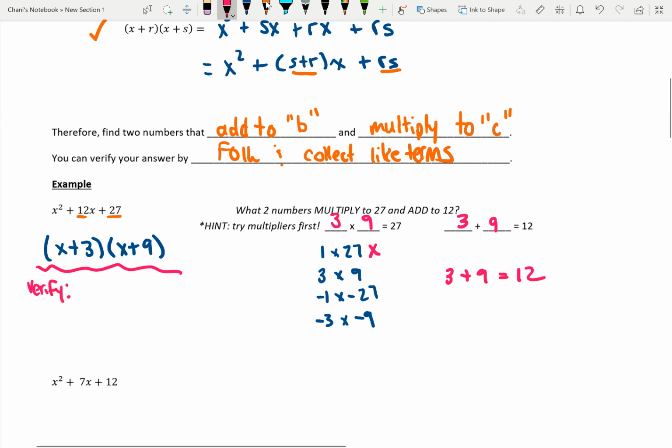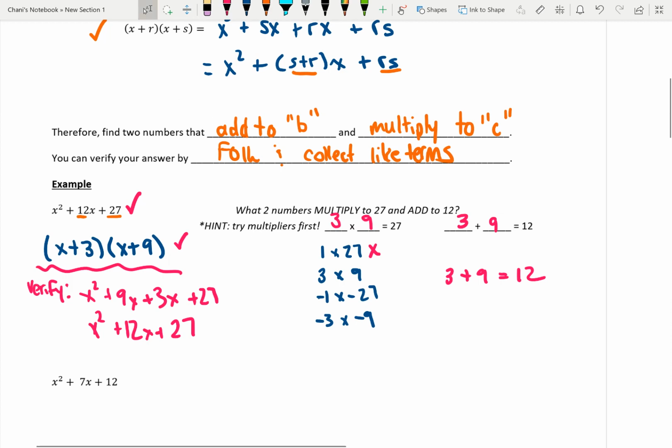So if we FOIL this out, we get x squared plus 9x plus 3x plus 27, which simplifies to x squared plus 12x plus 27. So we know we did it right. This and this are just two forms that mean the exact same thing.